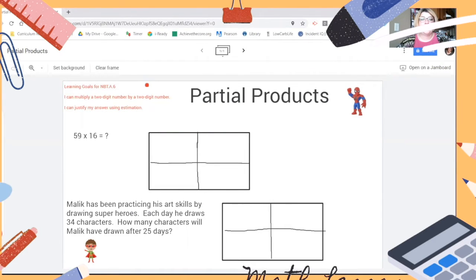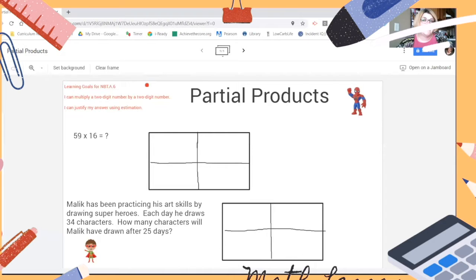So you will see that the method I am going to teach you today is partial products. This is just one of many different ways that you can multiply numbers. This one may work for you. You may really like it, and others you might like better, but I'm just going to teach you partial products today. So you see on my screen, we have two different types of problems. We have just a very basic solving answer, 59 times 16, and we also have a word problem that we are going to have to decipher.